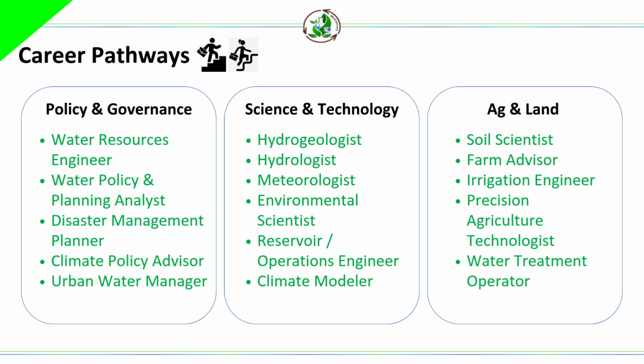This slide shows how learning about water in agriculture connects to real-world careers. There are three broad pathways. First, policy and governance. These are the people who shape water laws, plan for droughts, and manage resources at the city or state level. Careers here include water policy analysts, climate advisors, and urban water managers. Second, science and technology. These are researchers and engineers who study water systems and design solutions. Examples include hydrologists, meteorologists, climate modelers, and operations engineers. And third, agriculture and land stewardship. These are the boots on the ground experts helping farmers. Careers include soil scientists, irrigation engineers, farm advisors, and water treatment operators.